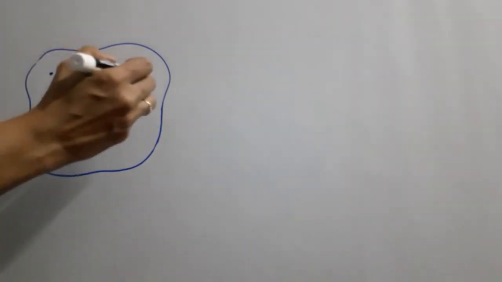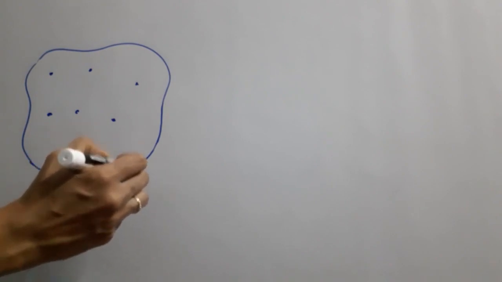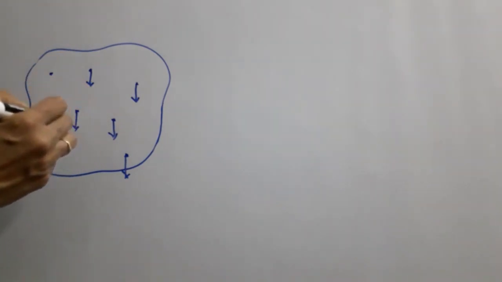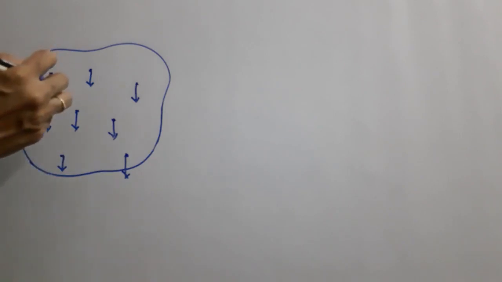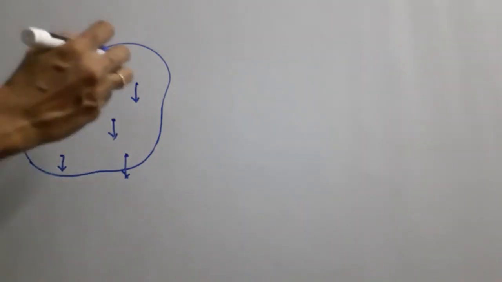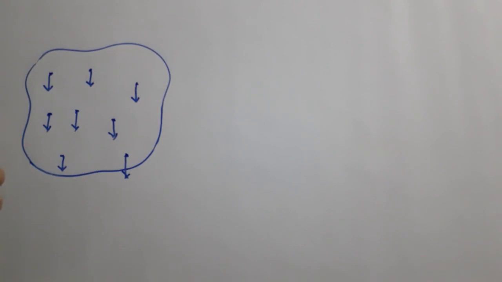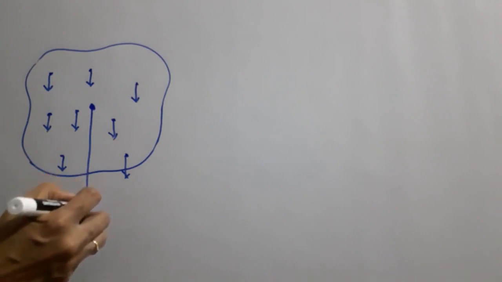Every object is made up of so many particles. Each and every particle has its own weight, which acts in a vertically downward direction. Weight is nothing but the force with which the particle is attracted towards the center of earth, right? Now, if I add up the weight of all the particles, then I will get the weight of the whole object, right? The question is, at which point is this weight of the whole object acting? That point is called the center of gravity.